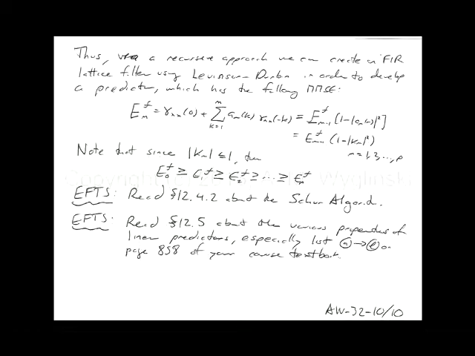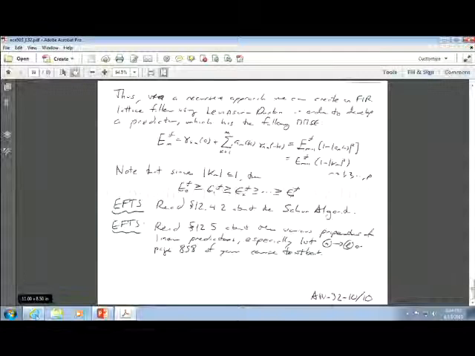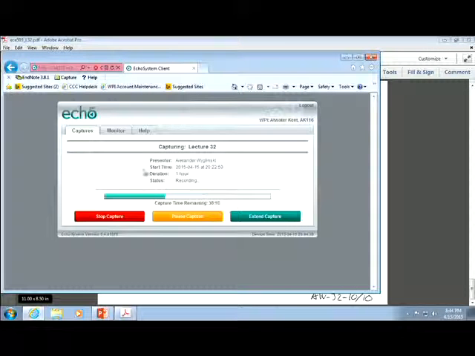So again, we're not going to cover the Schur algorithm. If you're interested, that's section 12.4.2. Also, check out section 12.5, because they're going to talk a little bit about the various properties of linear predictors, especially lists A through L on page 858 in your course textbook. All right. So with that concludes lecture 32.